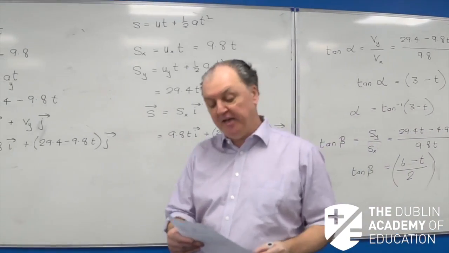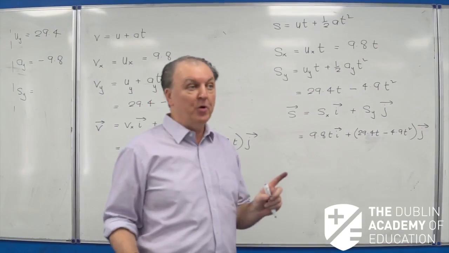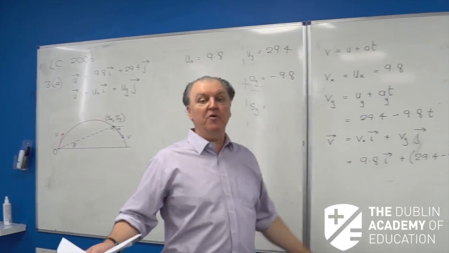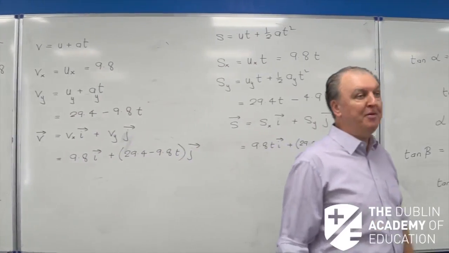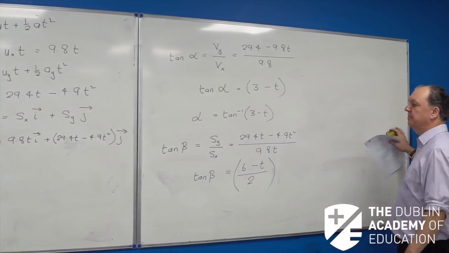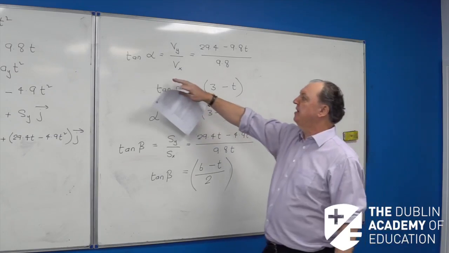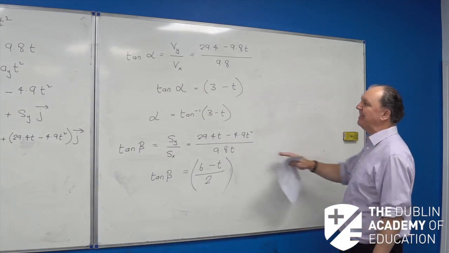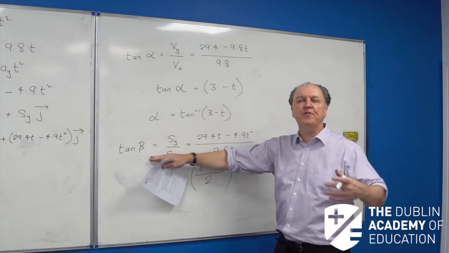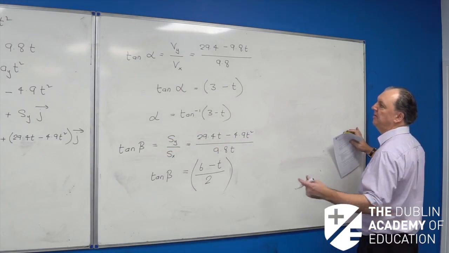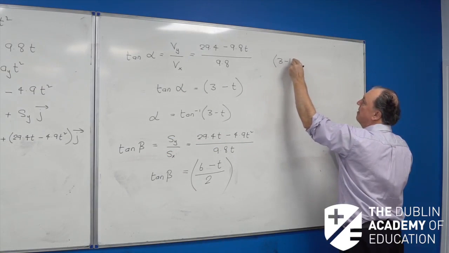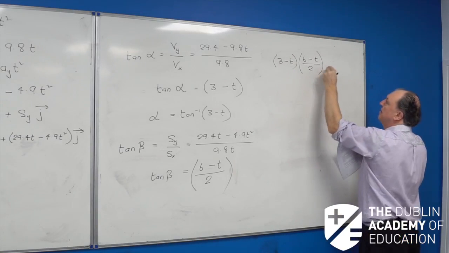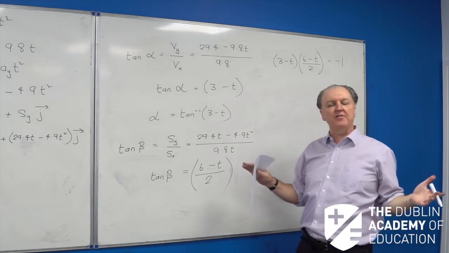So the question in part 3 is, find the 2 times when the direction of that broken line and the direction of the blue vector are at right angles to each other. Now you know from your coordinate geometry that perpendicular slopes multiply together to give minus 1. Tan alpha is the slope of the blue vector and tan beta is the slope of that broken line. The condition for them to be perpendicular is that tan alpha times tan beta equals minus 1. So tan alpha, that's 3 minus t, multiplied by tan beta, 6 minus t divided by 2, is equal to minus 1. We're going to solve that for t.